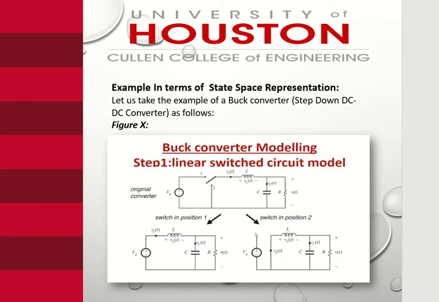Now another example of matrix representation is buck converter modeling. A buck converter is a DC to DC step down converter. It steps down the input voltage to a lesser value of output voltage. So let us take this example and look at it. It has two states. One is the position in which the switch is on, and the other is the position in which the switch is off. So we have one circuit for the on position and a different circuit for the off position.